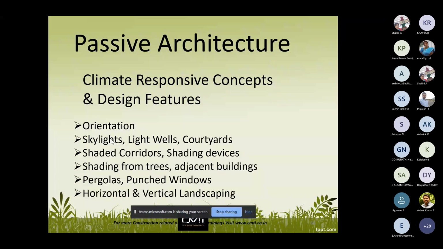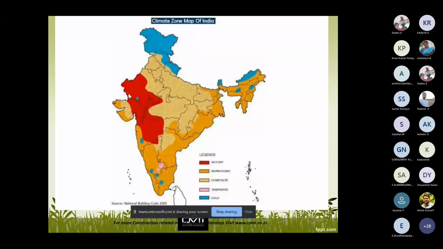We have 5 climatic zones. The architecture may be of different types in different zones based on the climate, the rain, the terrain, atmospheric conditions, and humidity. India has 5 climatic zones, and in each the architecture used is different.